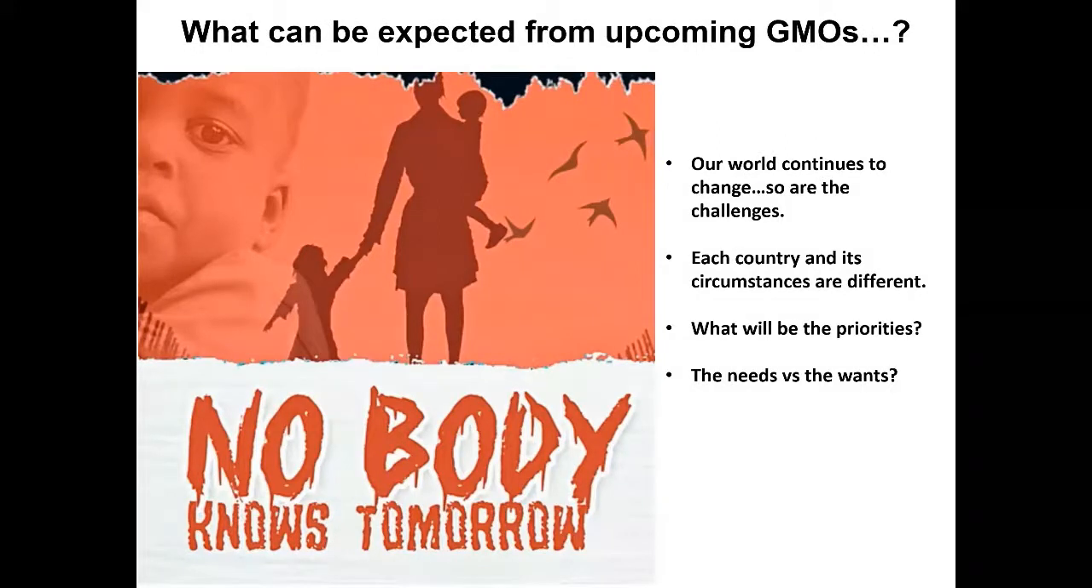So what can we expect from GMOs in the coming future? Like I said, our world continues to change, and so do the challenges. So as the challenges change, as humans, we always make means to acclimatize or to work around ways that will make us live better or adjust better to those conditions. Each country has its own circumstances and priorities, and also the needs versus the wants, from job creation to food security to stability in terms of maybe warfare and others. So the resources will always be channeled differently, depending on what the needs and the priorities are of those countries.